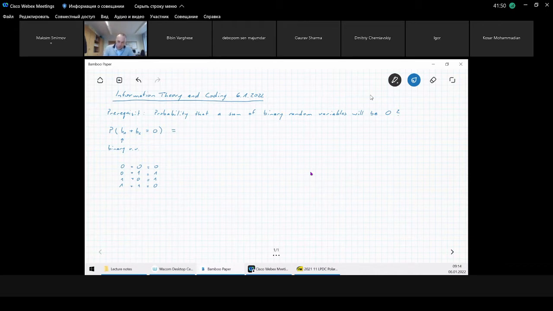Now we need one more definition. So for example, the probability that B1 is 1, we call this Q1, and the probability that B2 is 1, we call it Q2. So those are our probabilities.